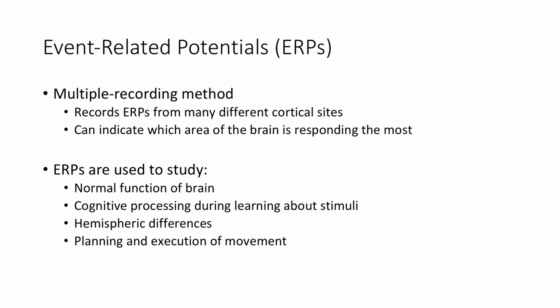The great thing about ERP is that you can record from many different cortical sites, and this can indicate which area of the brain is responding the most. ERPs are used to study normal functioning in the brain and also how people react to different stimuli, pictures, or sounds. Therefore, cognitive processes that occur during learning about certain stimuli can also be measured. We also use it to test for hemispheric differences and to examine planning and execution of movement, and it's used for much more.